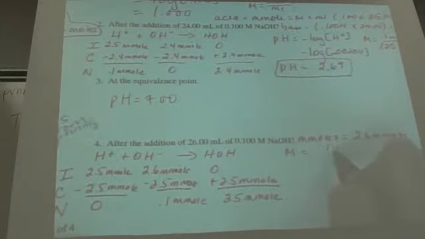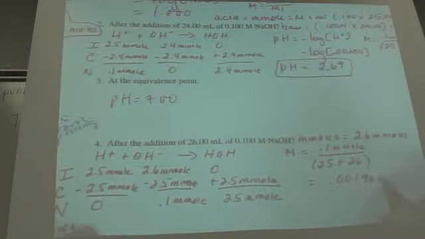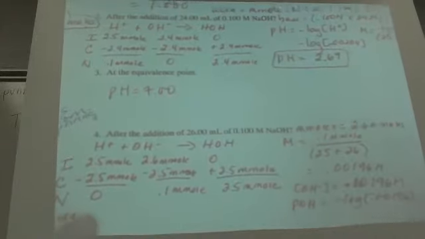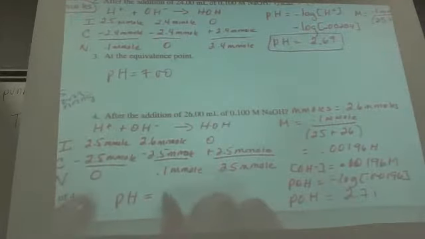So I need to find the molarity of the OH this time. It's 0.1 millimole over the original 25 milliliters of the acid plus 26 milliliters of the base, and that turns out to be 0.00196 molar. The hydroxide ion concentration is equal to 0.00196. pOH is equal to the negative log of that. The pOH is equal to 2.71. So the pH is equal to 11.29.